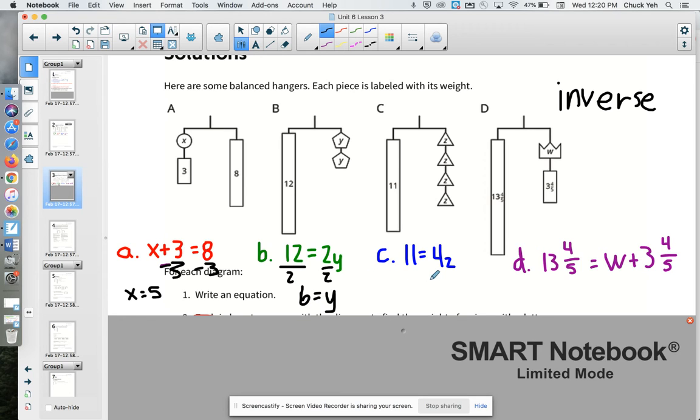Okay? All right, this one, you would divide each side by 4 because right now it's a multiplication problem. The opposite of multiplication is division. You would do that. If you did it on your calculator, 11 divided by 4, z would equal 2.75. That would be z.